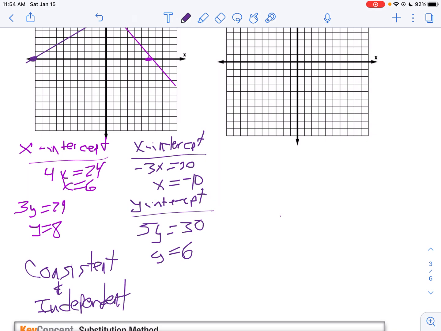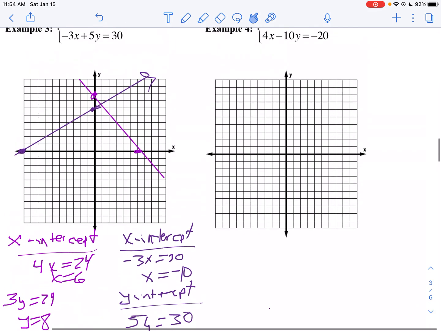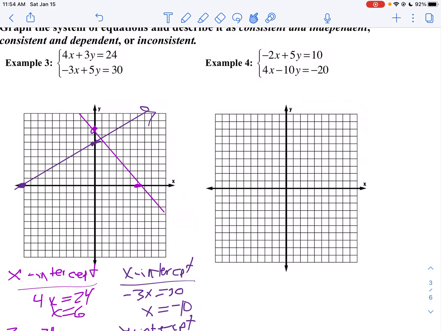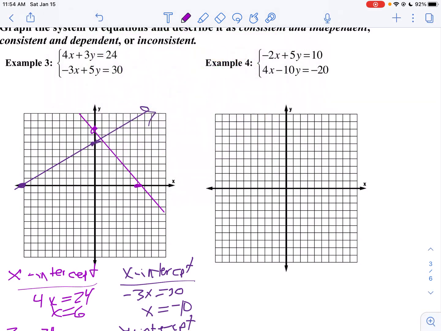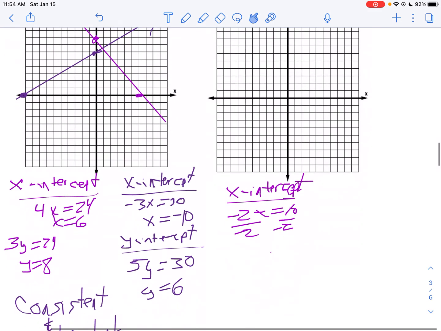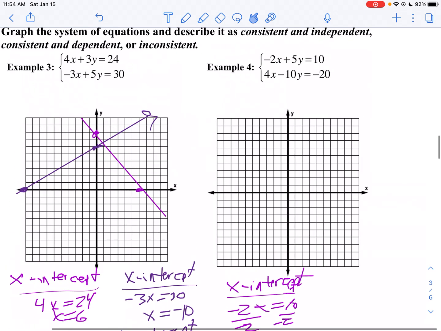We'll do the same thing on the next problem. I'll start, once again, I've got standard form, so I think I'll do my x and y intercept. So I'll start with my x-intercept, my first equation, which would be negative 2x equals 10. So divide both sides by negative 2, and you get x equals negative 5. So I'll go over to the left 5 on my x-axis.